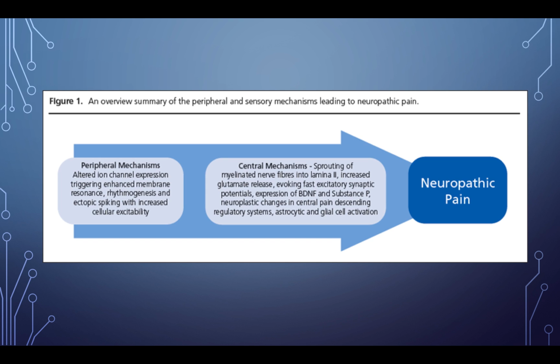Central mechanisms: sprouting of myelinated nerve fibers into lamina 2 of the spinal cord, increased glutamate release, which, if no one's really familiar with it, glutamate is so excitatory for the nervous system. And we'll talk a little bit about why glutamate, well, it serves its purpose, we'll say that, but also if it gets out of hand, it can be really bad for the nervous system. Evoking fast excitatory synaptic potentials, expression of BDNF and substance P. You get neuroplastic changes in central pain, descending regulatory systems, glial cell activation, and microglial cell priming. You can get a chronic pro-inflammatory response.